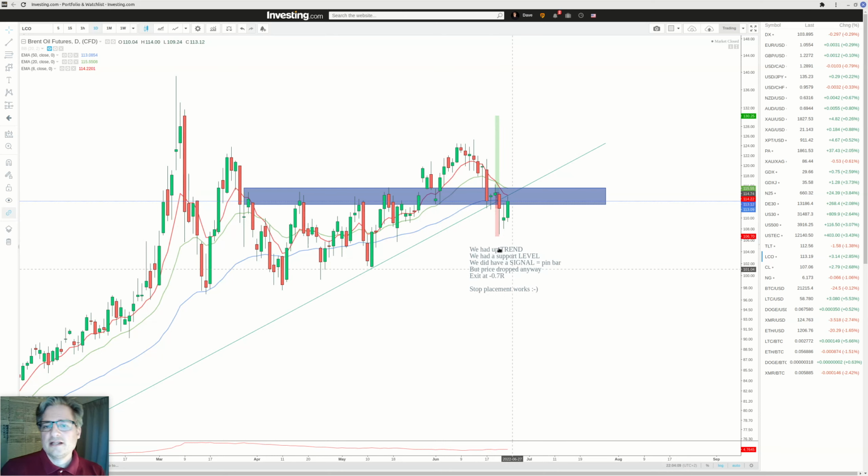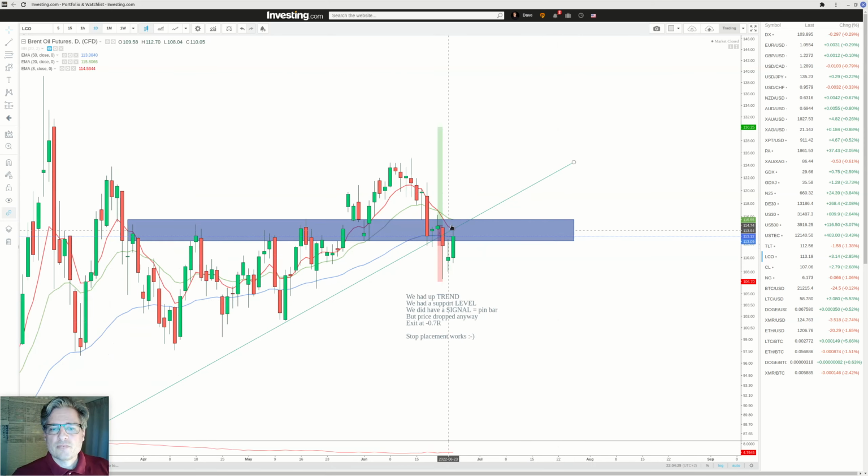And as you can see, if I had not taken this trade off, I would still be in this trade, because the wick of this pin bar just missed my stop. So it's actually good stop placement in my opinion, and I think we will see higher prices now. But I got out at minus 0.7 R, so that's around here more or less.